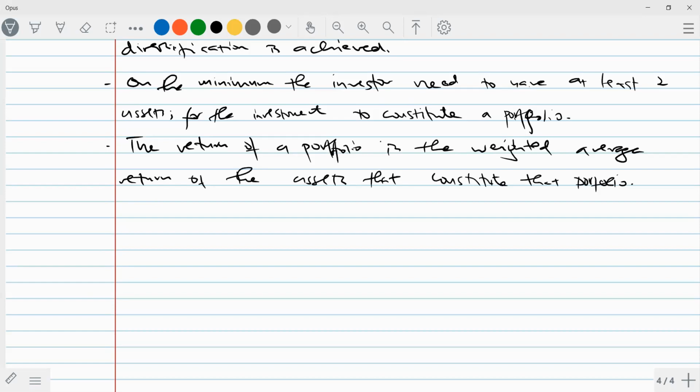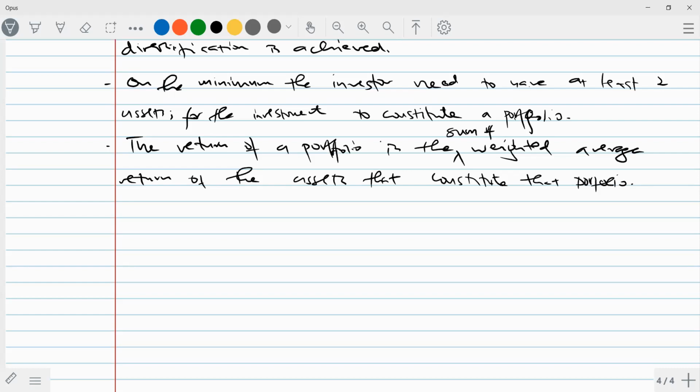What makes that portfolio A and B? Therefore, what is the weighted average return of A and B? So the sum gives us the sum of weighted average returns of the assets that constitute that portfolio. The sum total of the weighted returns of the individual assets gives the return of the portfolio.